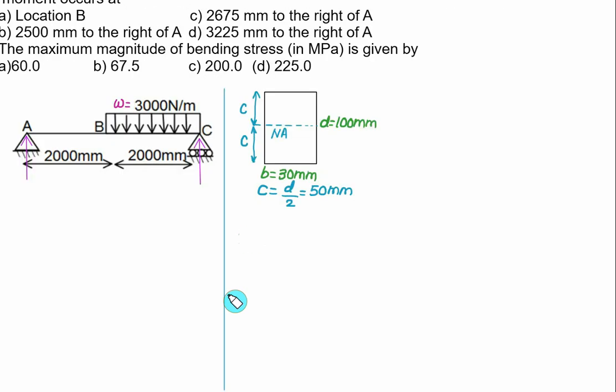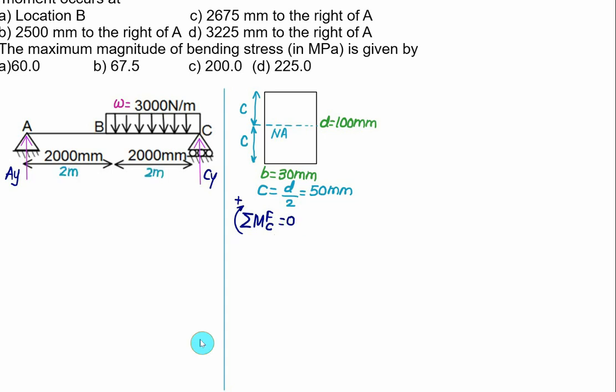Now to find the location, you have to construct the shear force diagram and the bending moment diagram. For that we must know the reaction at A and the reaction at C. Let's say the vertical reaction at A is AY and the vertical reaction at C is CY. To find these reactions, we'll take the moment of all forces about the point C, taking a clockwise moment as positive, and that will be equal to 0.